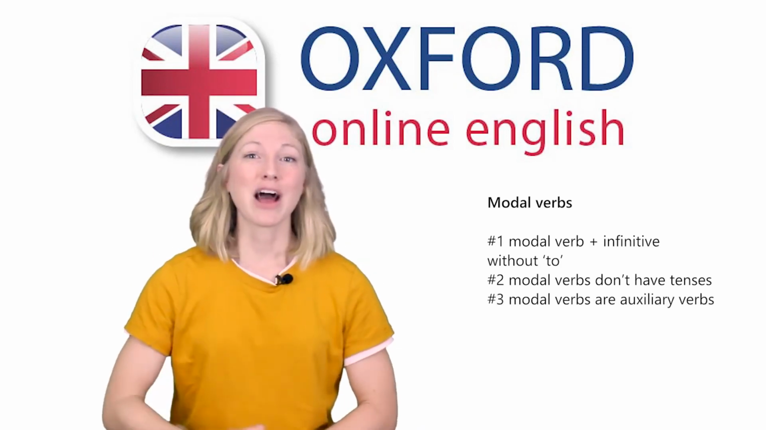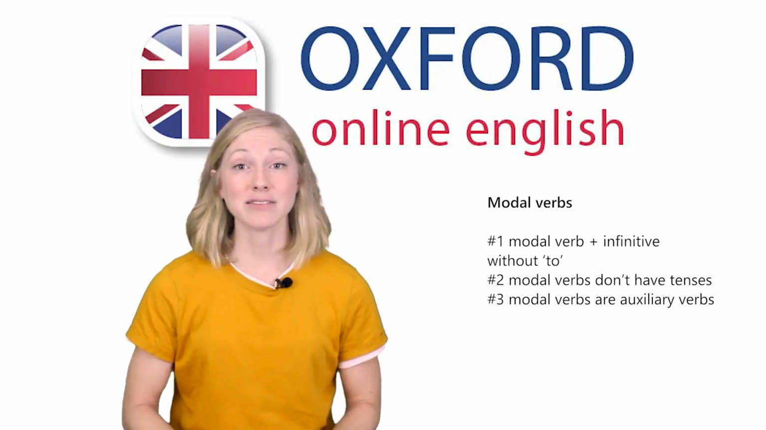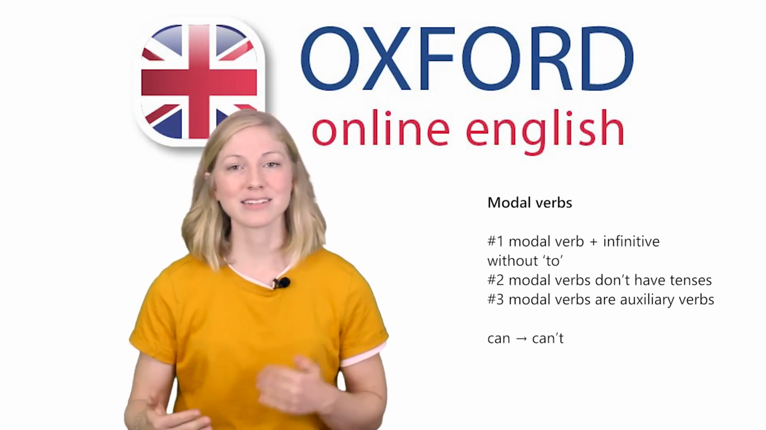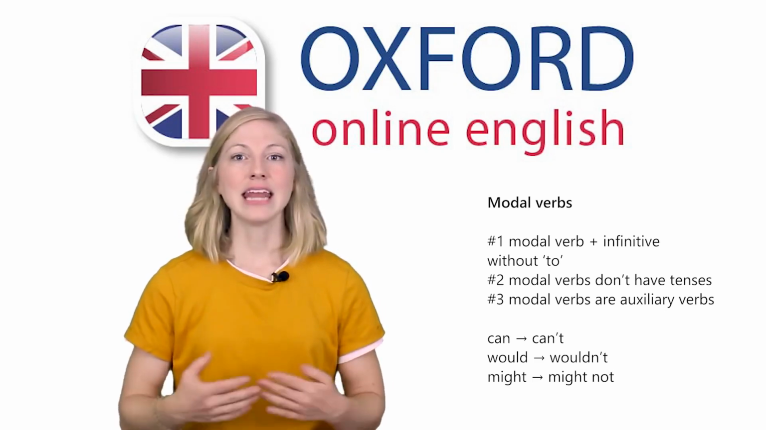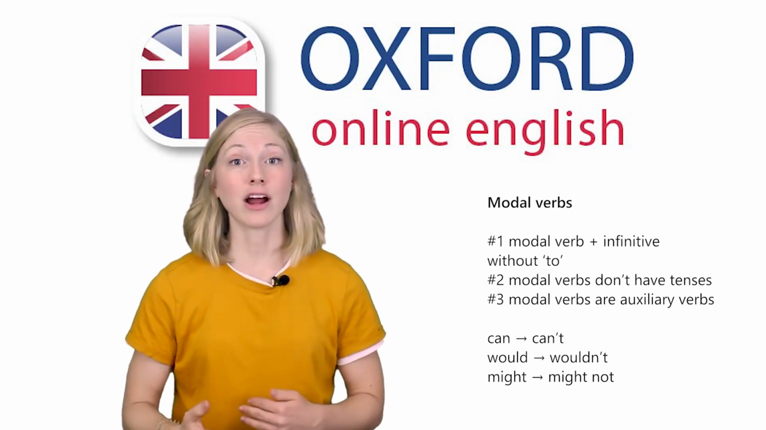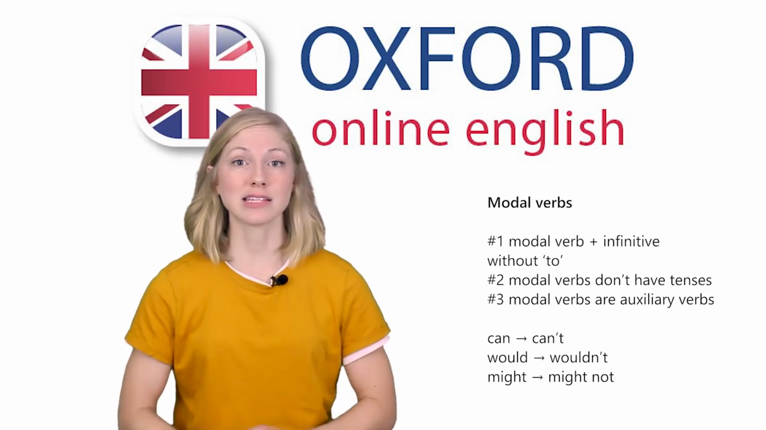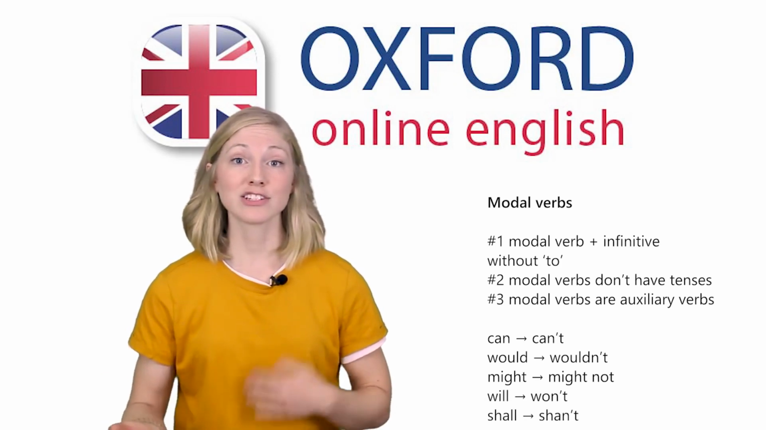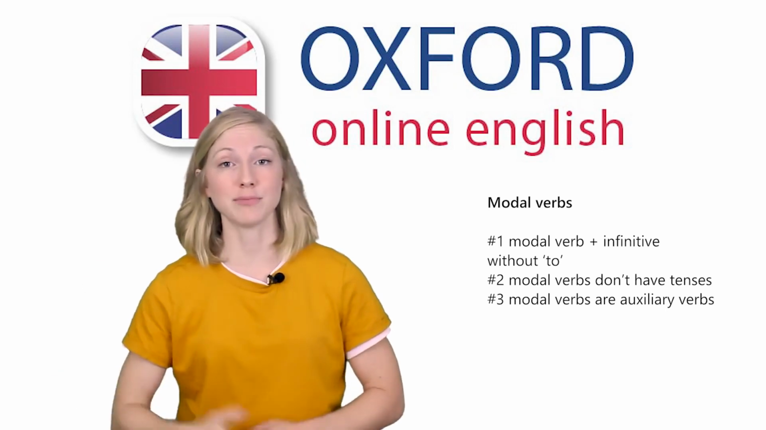Rule number 3. Modal verbs are auxiliary verbs. That means you can make negatives by adding not to the end of the verb. For example, can, can't, would, wouldn't, might, might not. Negative modal verbs are often contracted, although might not and may not are usually written fully without contractions. For will and shall, the spelling changes in the negative. Will, won't. Shall, shan't. To make a question, move the modal verb before the subject.